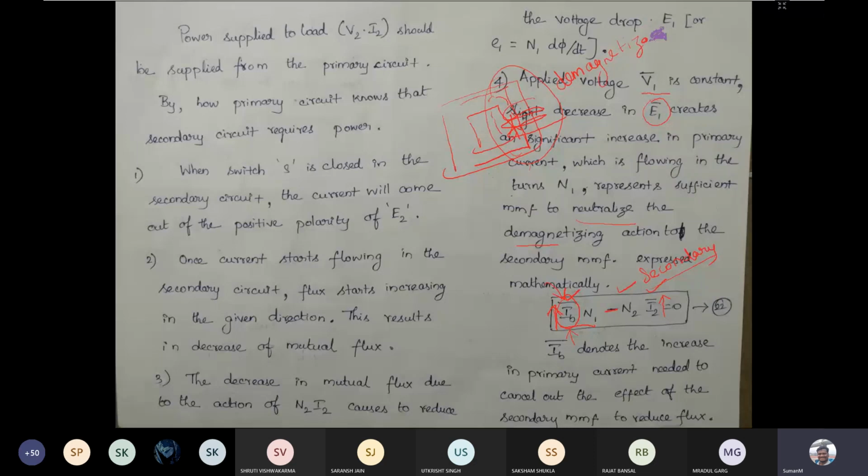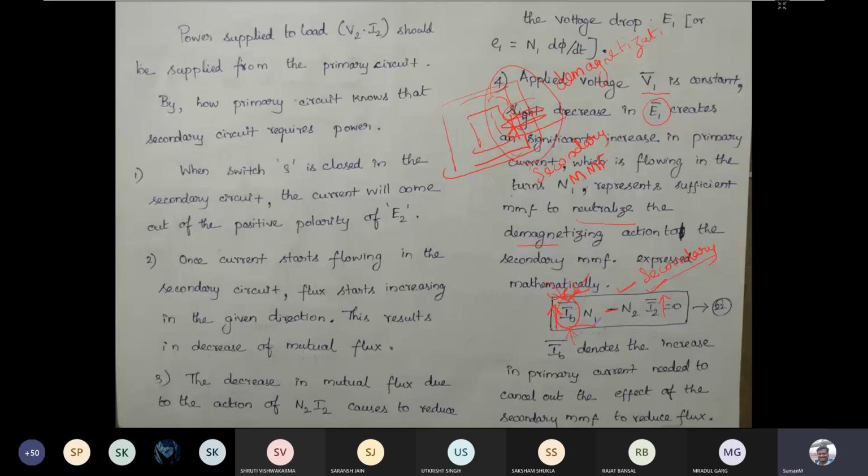That demagnetization effect is going to be neutralized by the increase in current on the primary side, that is given by the balancing current. So what we are doing is balancing the secondary MMF with the primary MMF in order to neutralize the demagnetization effect. That's why this is called the balancing current.